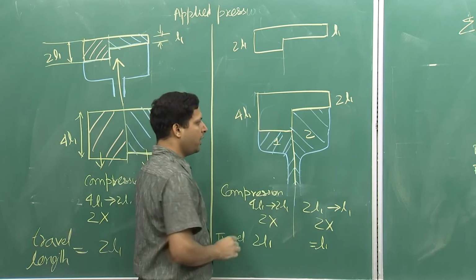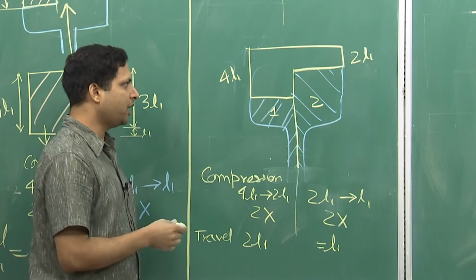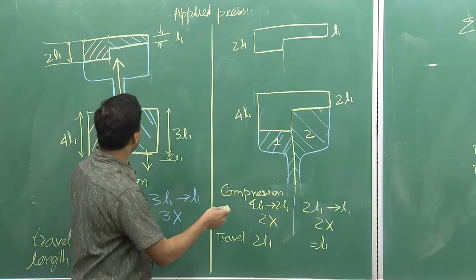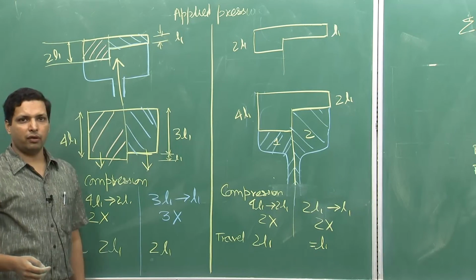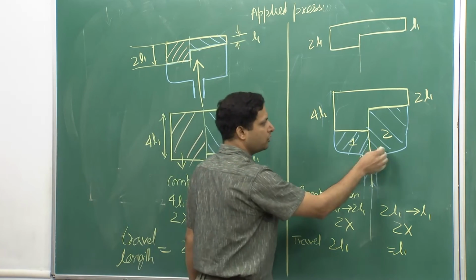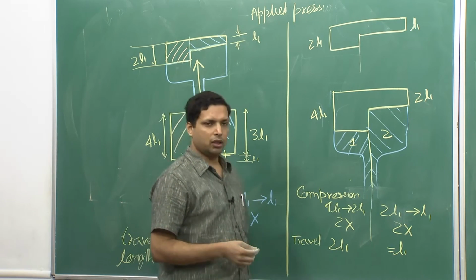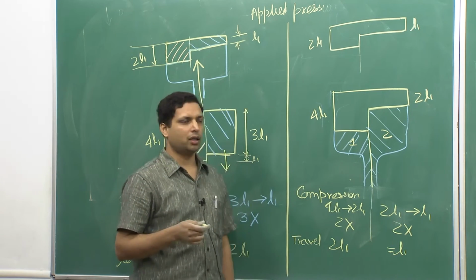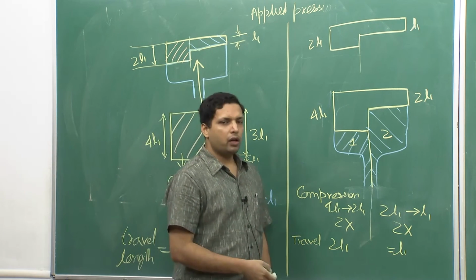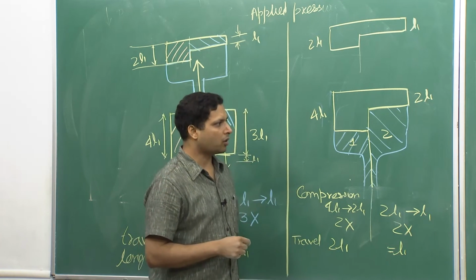So, this is the kind of technology or ideas or innovation that you will have to apply depending upon the component that you are trying to create. Even for a simple geometry where we have just two levels, you can see that we have to think about what should be the travel length, what should be the compression ratio, so that you can get very good dimensional accuracy. So, that is all we will look at in this aspect of powder compaction.